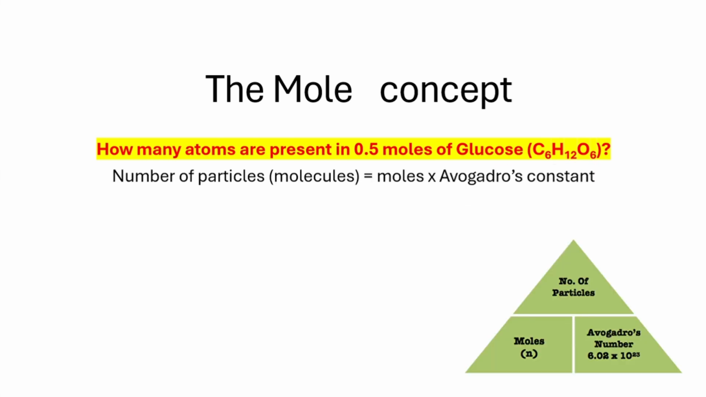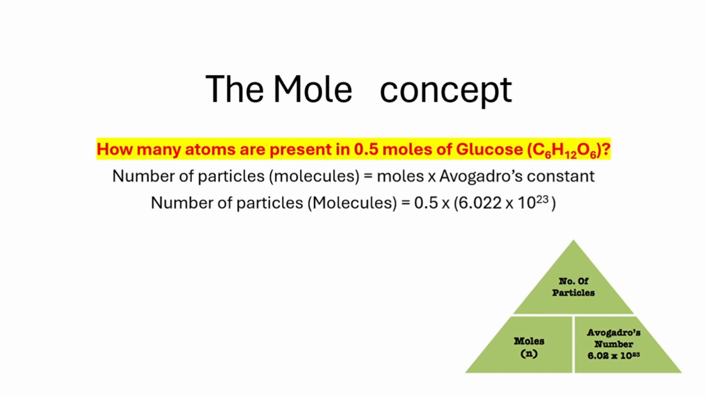The relationship is the same. If we have to find the number of particles, we have to take the number of moles and multiply it by the Avogadro's constant. But the thing to keep in mind is that because it's glucose and we have three nonmetals, carbon, hydrogen, and oxygen bonded to one another by a covalent bond formation, hence the particles which we are going to find using this relationship are going to be molecules.